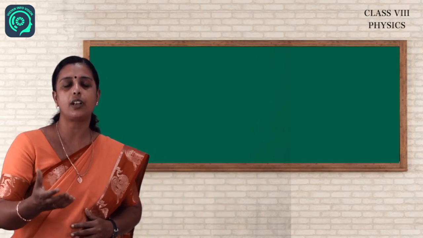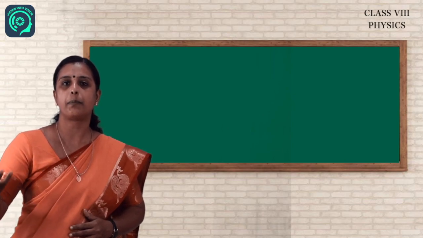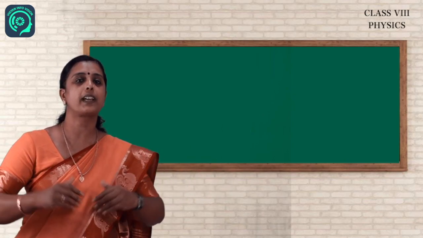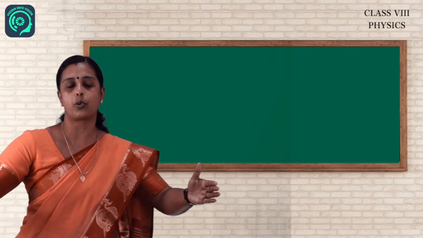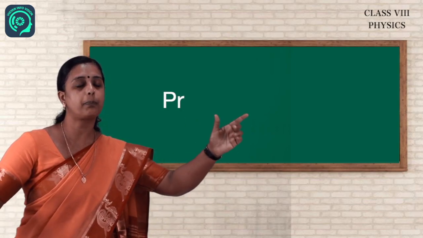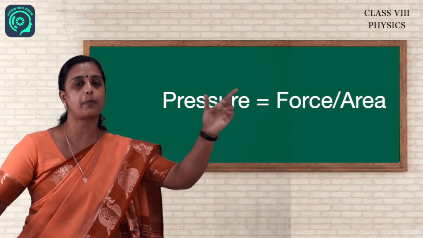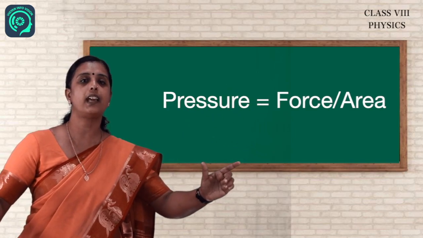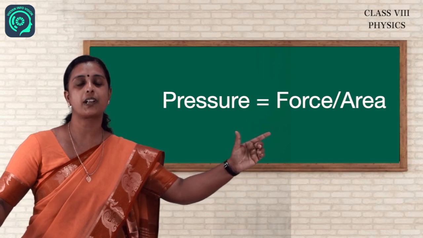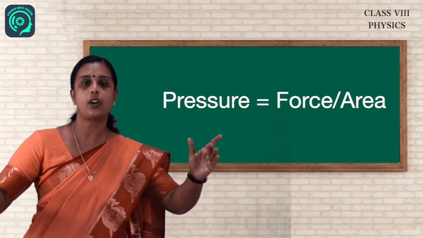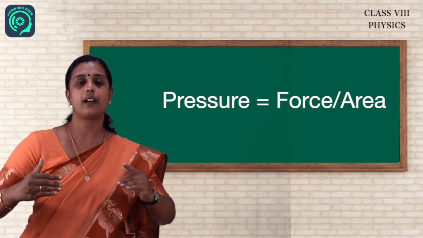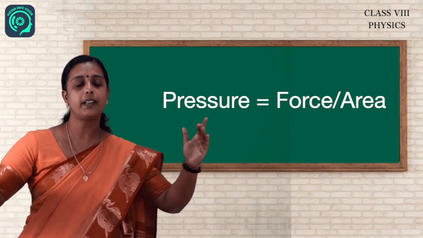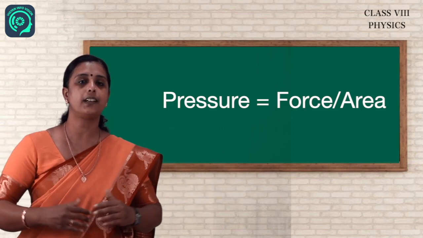You might have seen lorries, bulldozers, buses. The tires of these vehicles are broader. Why are the tires broader? Their area is more. When the area is more, we know that pressure P is equal to force by area. When area is more, what happens to the pressure? The pressure decreases. In order to avoid extra pressure, we increase the area. When the area is increased, the pressure decreases.